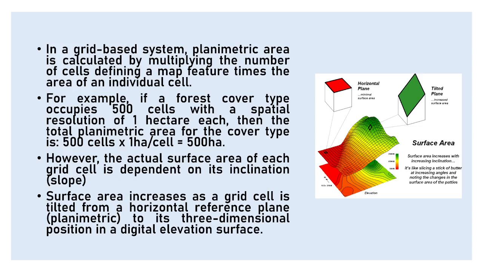So what happens? The surface area increases as a grid cell is tilted from a horizontal reference plane, that is the planimetric plane, to its three-dimensional position in a digital elevation surface. Here you can see that is what is shown. This particular cell that is shown here, they have sort of enlarged it over here. So here you have a minimal surface area. You can see it's a square and it doesn't occupy as much. But as you go up where that inclination is there, the cell is somewhat like this. It's a tilted plane.